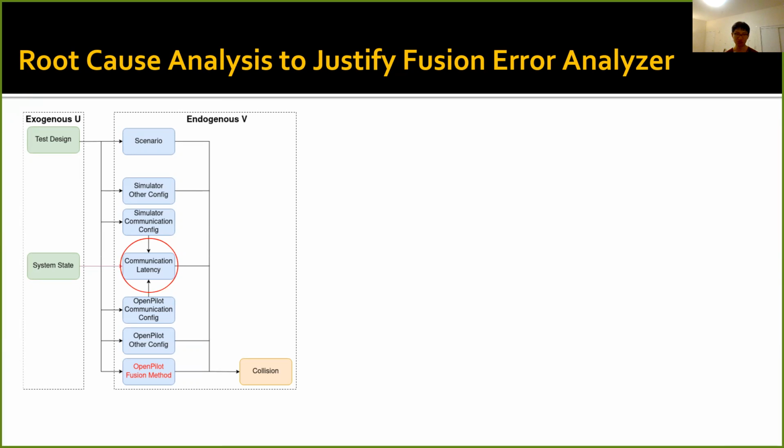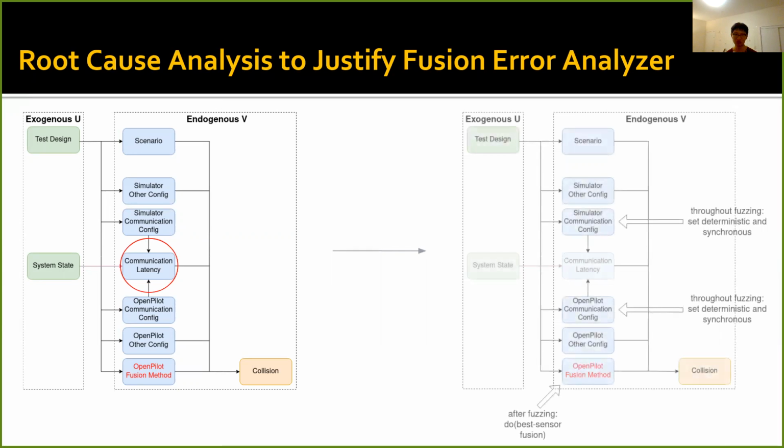But in order to make sure that the OpenPilot fusion method causes the collision, we have to control all the other influential factors directly influencing the collision. So to mitigate it, we intervene by making the simulator communication and the OpenPilot communication configuration, as well as their source code, deterministic and synchronous, such that the communication latency won't influence the result of the collision.